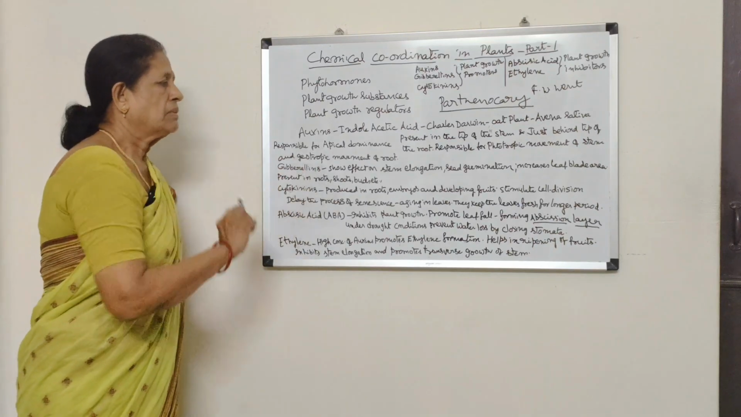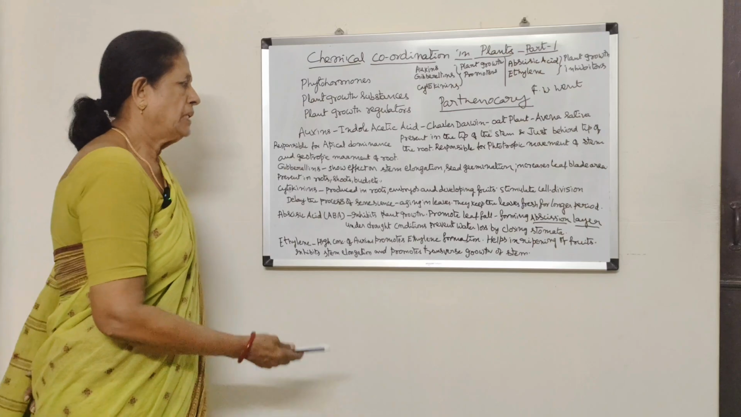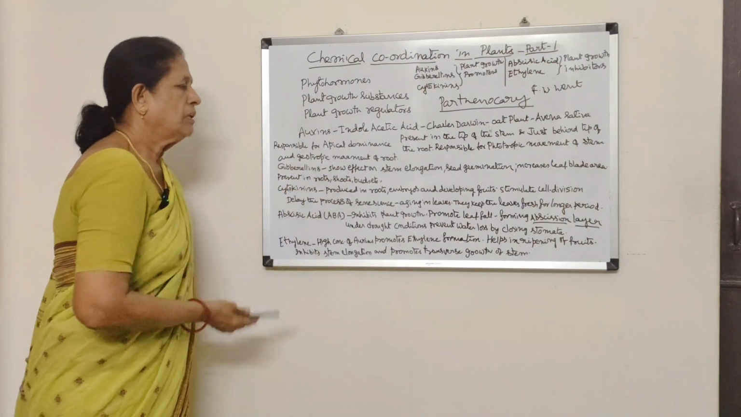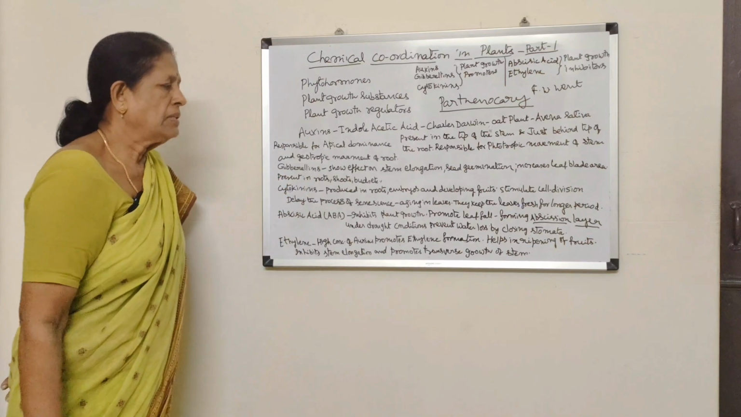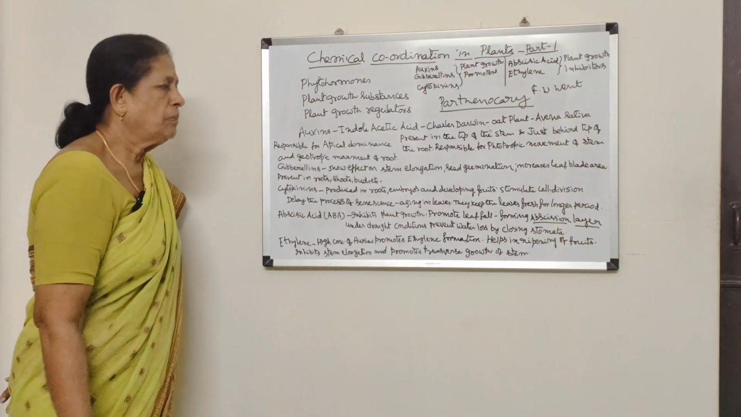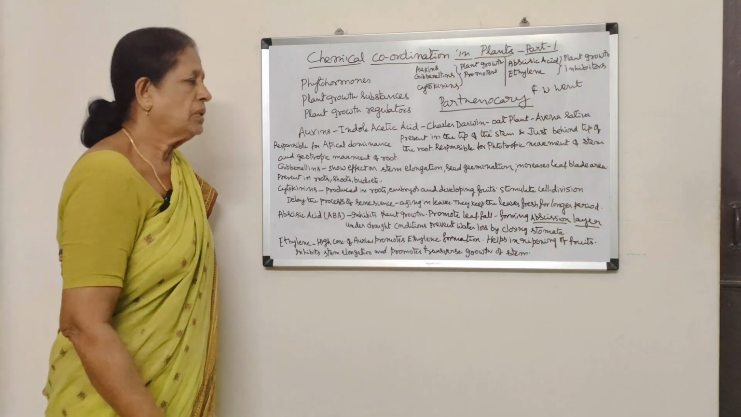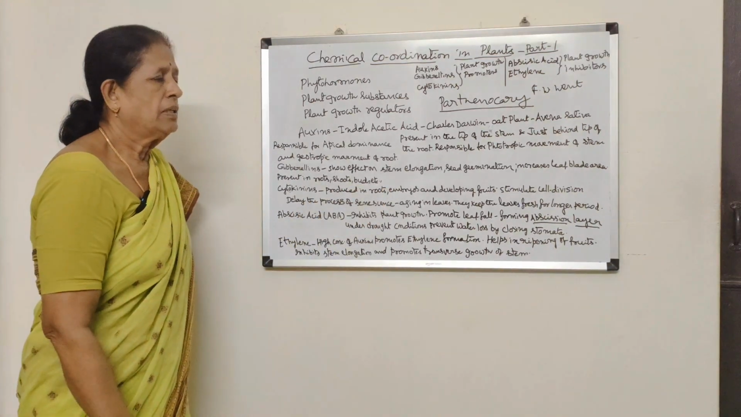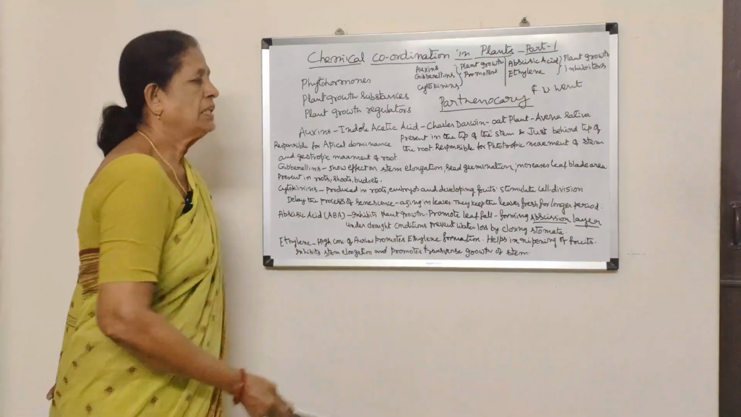That phenomenon is called apical dominance. So this is a brief function of auxins. And the next one is gibberellins. Gibberellins are also plant growth promoters. They promote the growth of the plant. How? They show effect on stem elongation and they promote seed germination.